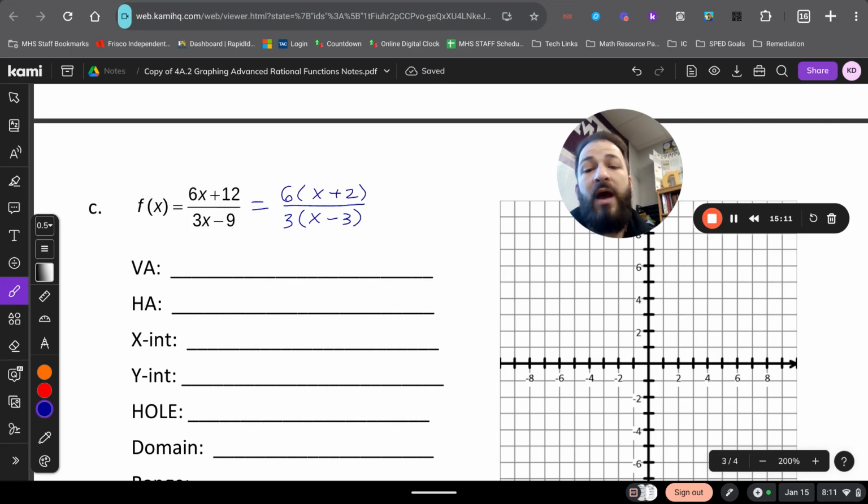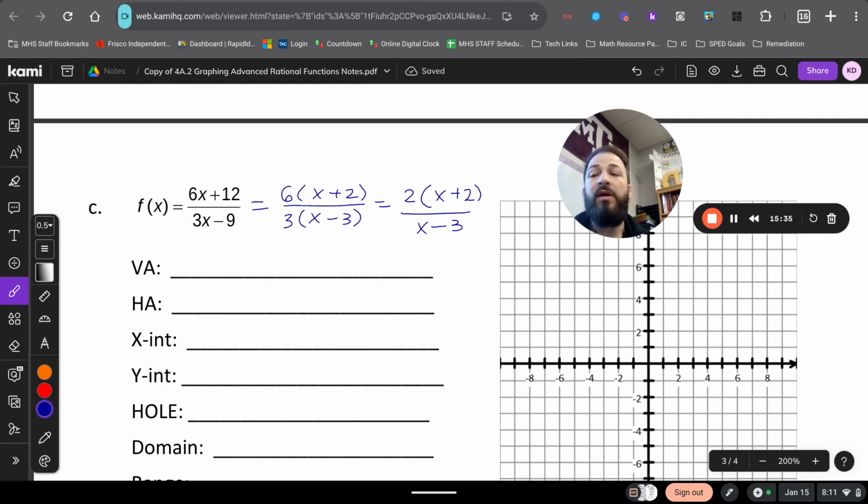Okay. Now, simplifying a little bit further, x + 2 and x - 3, those are not going to cancel out. Those are different factors. But 6 over 3 we could reduce to be just 2. So we have 2(x + 2), and then all over x - 3. Okay, so we now have a simplified version of our rational function.